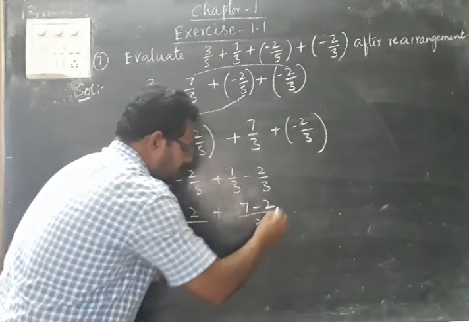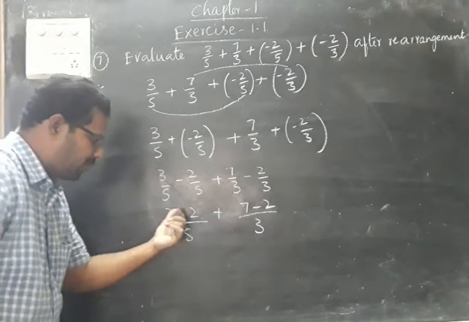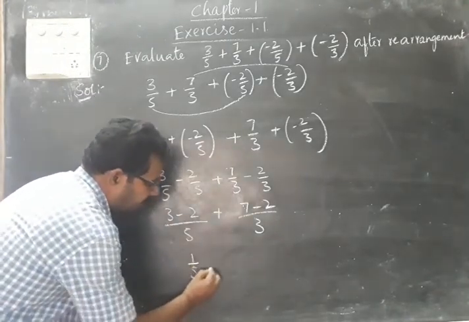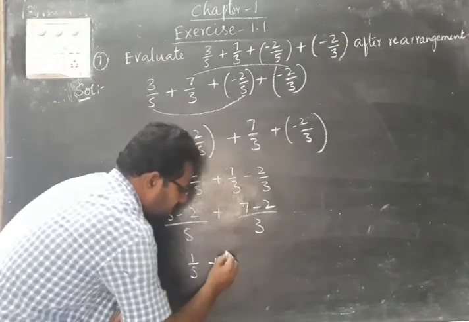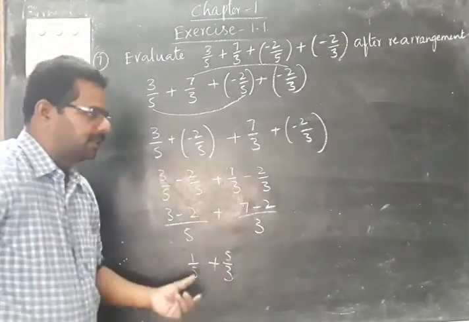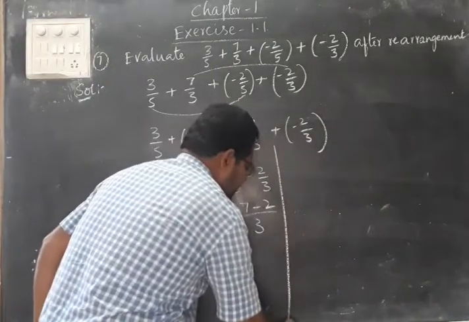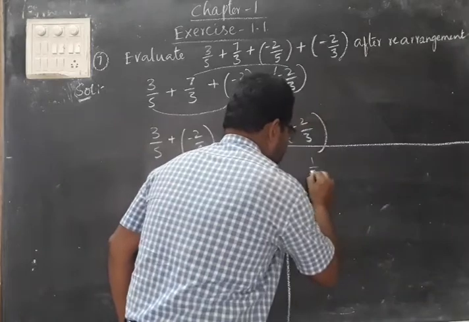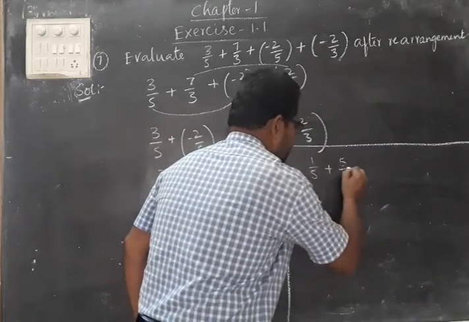7 ones are 7, 2 ones are 2. 3 minus 2, its answer is equal to 1 by 5 plus 7 minus 2, 5 by 3. So 1 by 5 plus 5 by 3, for this we have to simplify.